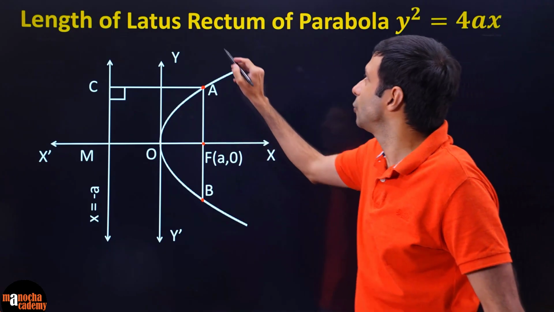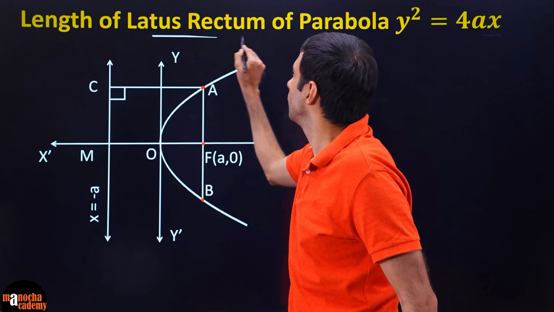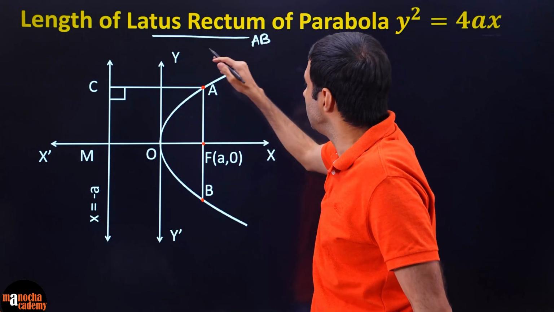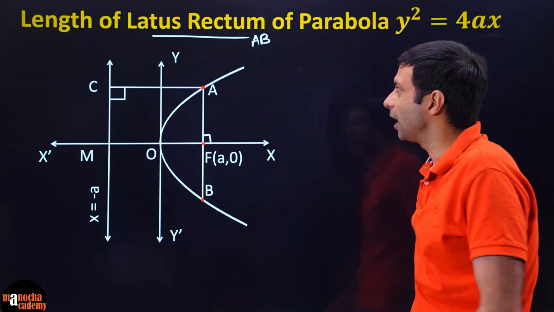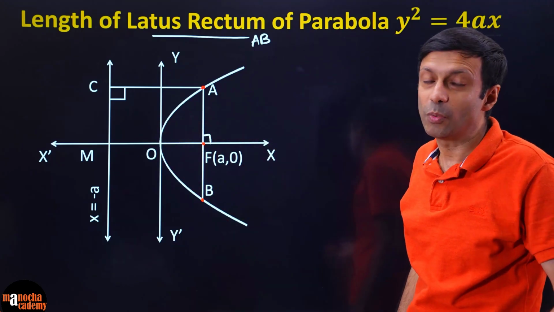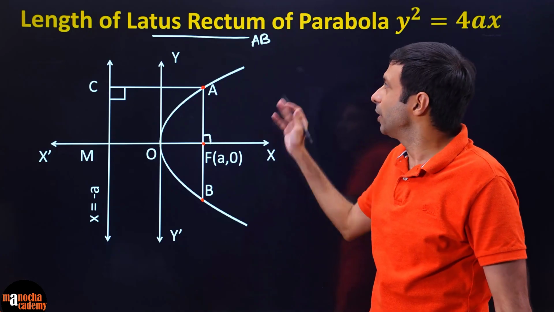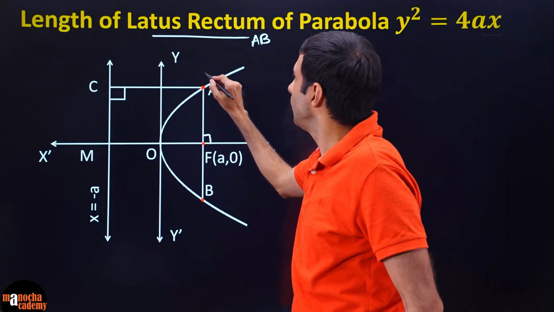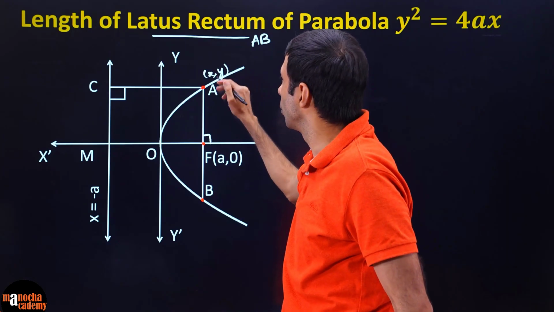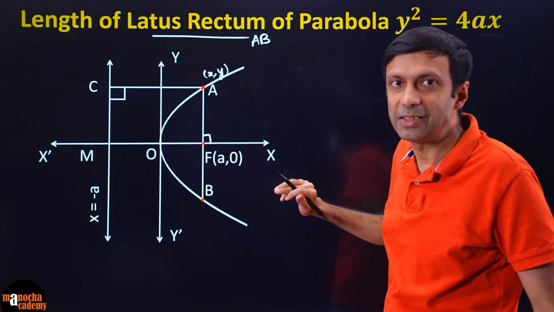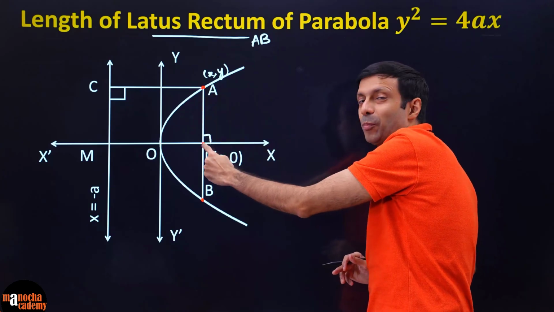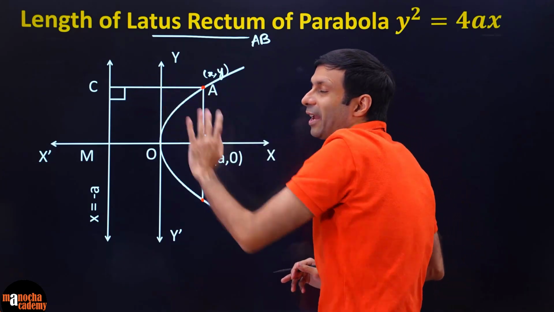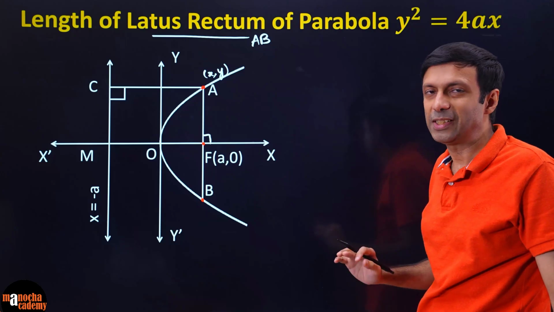The latus rectum that we are talking about is this line AB, which is perpendicular to the x-axis, and we need to find its length. So how will you do that, guys? Think about it. Remember, this is our parabola. Any point (x, y) on the parabola, A lies on the parabola, B also lies on it. The distance from that point to the focus and to the directrix is going to be equal. You guys agree?